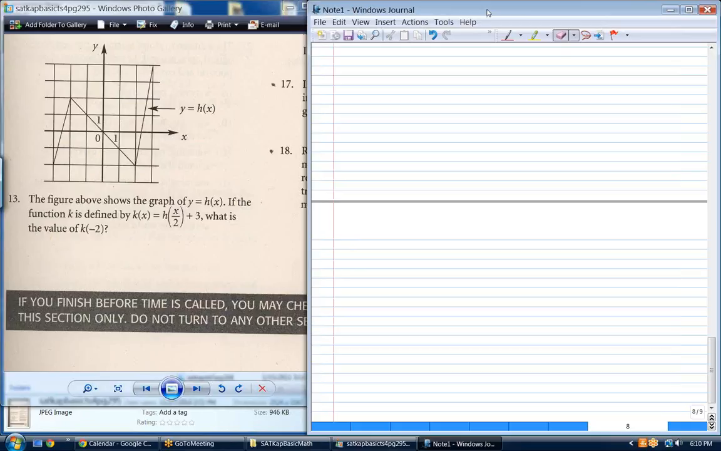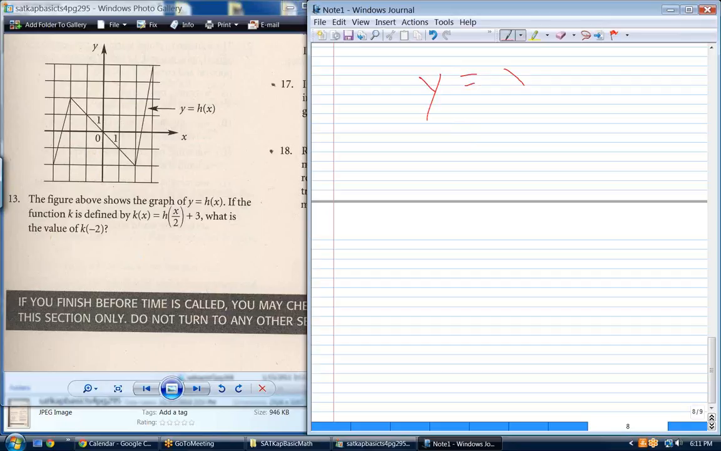Okay, so the figure above shows the graph of a function, y equals h of x. If function k is defined by k of x equals h of x over 2 plus 3, what is the value of k of minus 2? Okay, this is a tough one. Let's talk about functions.